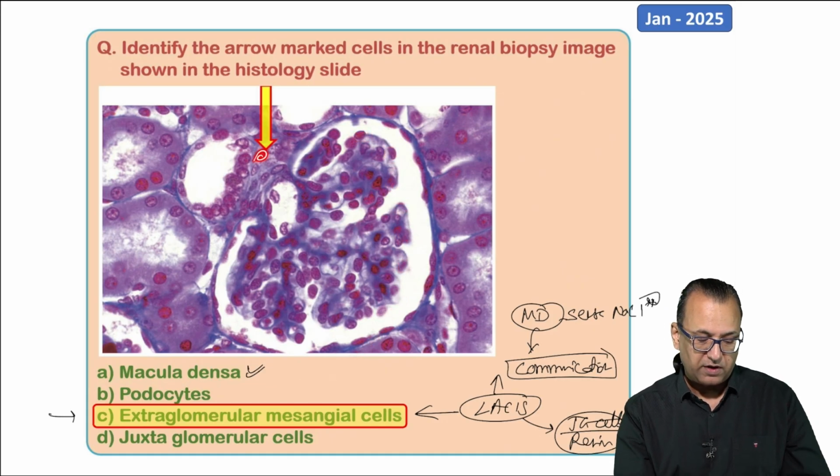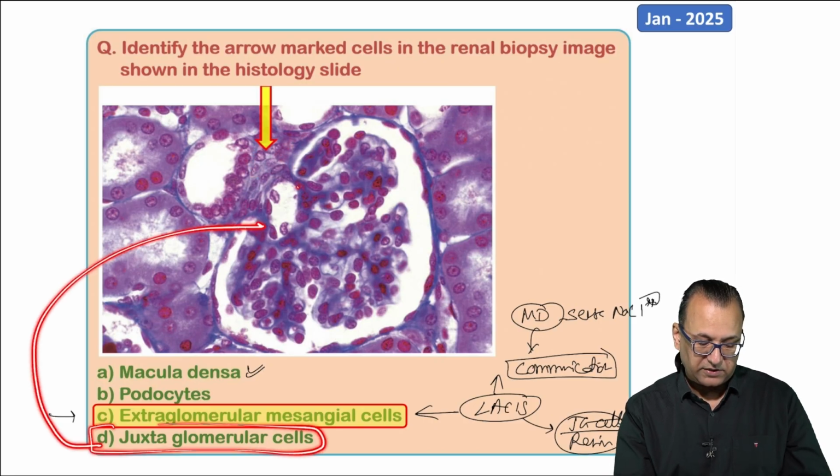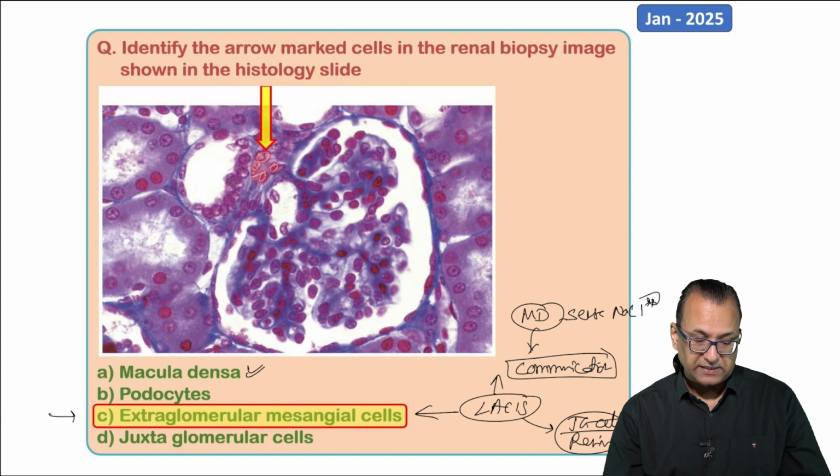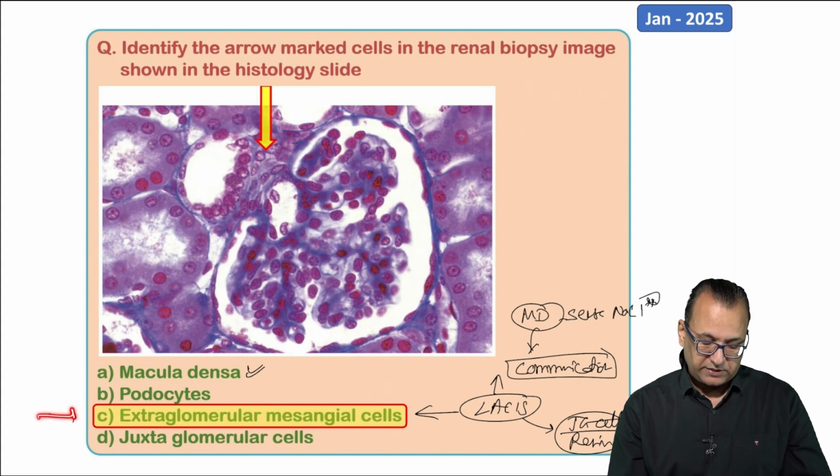The marker is on extraglomerular Lacey cells. Then why not JG cell? JG cells are here. This is the afferent arteriole. These are the nuclei of JG cells. So you are not marking the JG cells here. You are marking extraglomerular Lacey cells. So we'll keep our answer as choice number C.